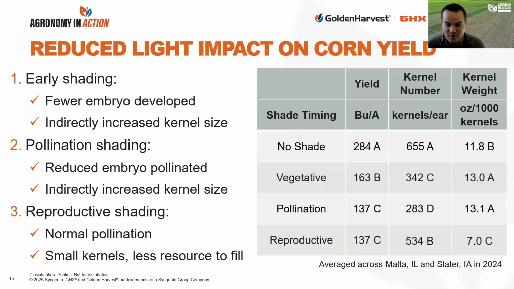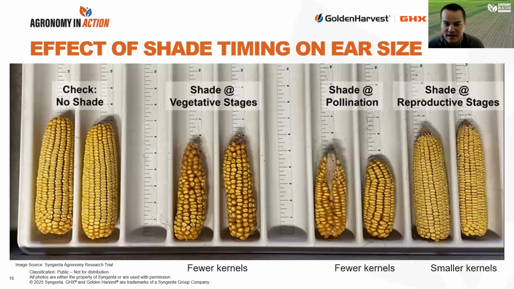Here's just a picture of what those ears look like this year. The ears on the left would have been no shade. The second pair of ears is shade during the vegetative stages. You can see that reduced the number of kernels around, and it just didn't produce as big of ears. With shade during pollination, you can also see much smaller ears and fewer kernels. We had a lot that just didn't get pollinated. And the ears on the right were shade during the reproductive stages. Pretty good size ears, but you can see there was some tip back at the top, some kernels aborted, and those kernels turned out to be very, very light.